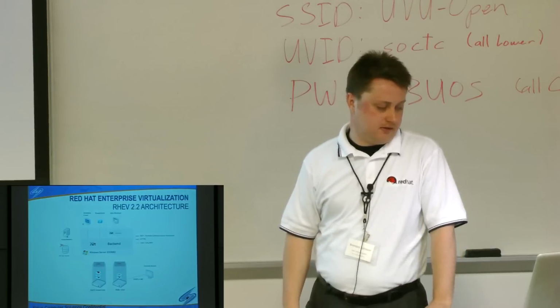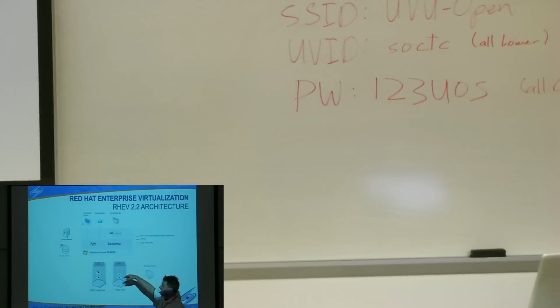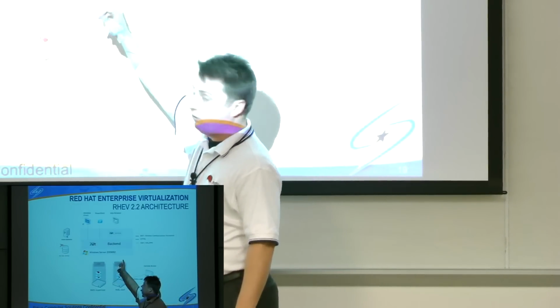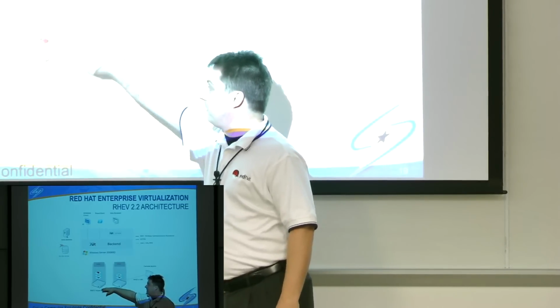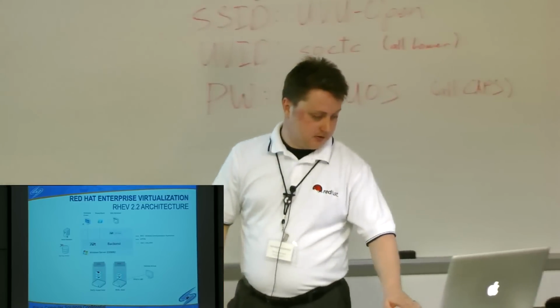This is what it looked like. You had Windows 2008, a .NET backend. Only talked to Windows. It sucked. And then you had your Rev Hypervisor, and everything else was Linux.